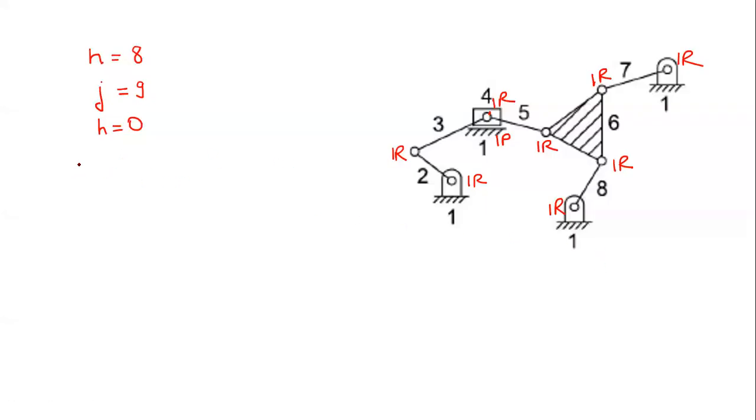So h is equal to 0. So finally the degree of freedom is 3 times (8 minus 1) minus 2j. So it is, I think, 21 minus 18. So I am getting it as 3.